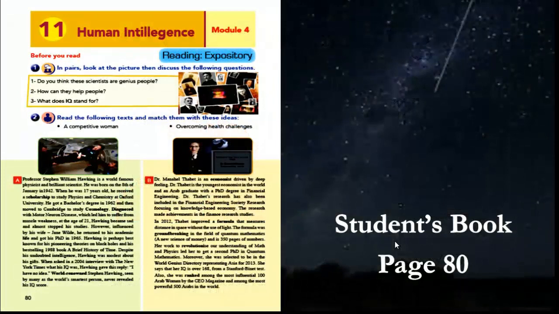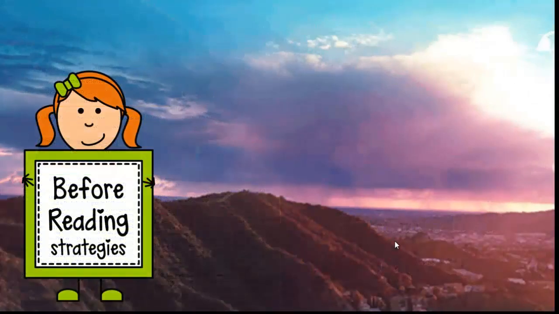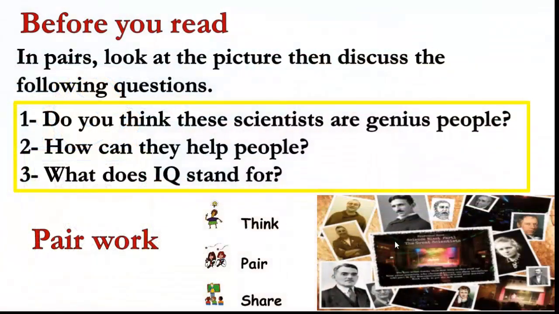After we covered our vocabulary words, students, please open your student book page 80 to complete the questions on that page. Before we read, we have exercise number 1. Look at the picture, then discuss the following questions. We have 3 questions here. Look at the picture down here and think, pair, and share your answer.